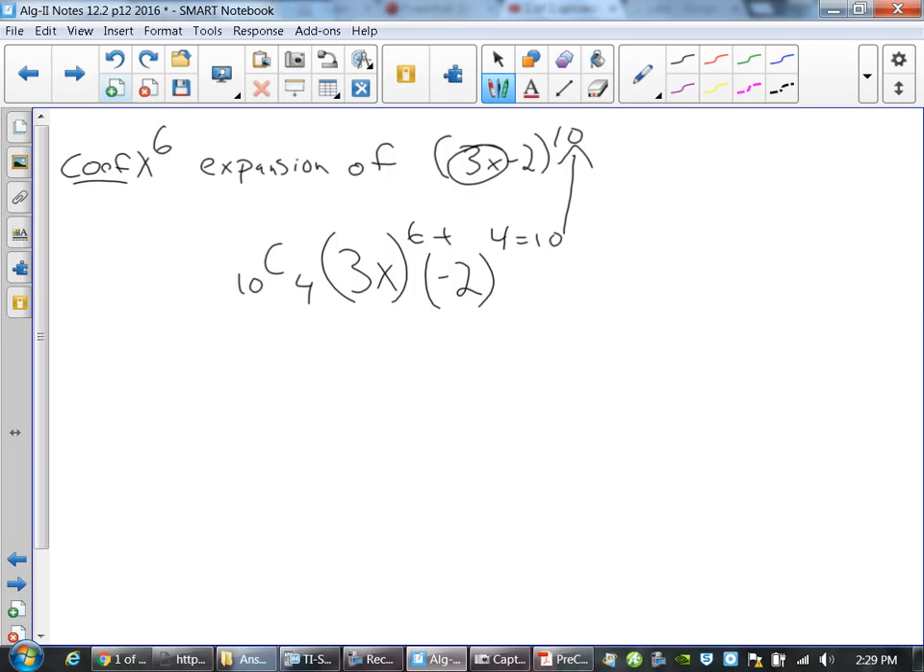I don't know if I've done this to you yet or not, but I have seen this question before where the binomial might be 2x squared plus 1, and it's trying to find the x to the 8th part in something to the 12th. Which means what would your term have to be? So what power would the first one have to be? 4. Very good.